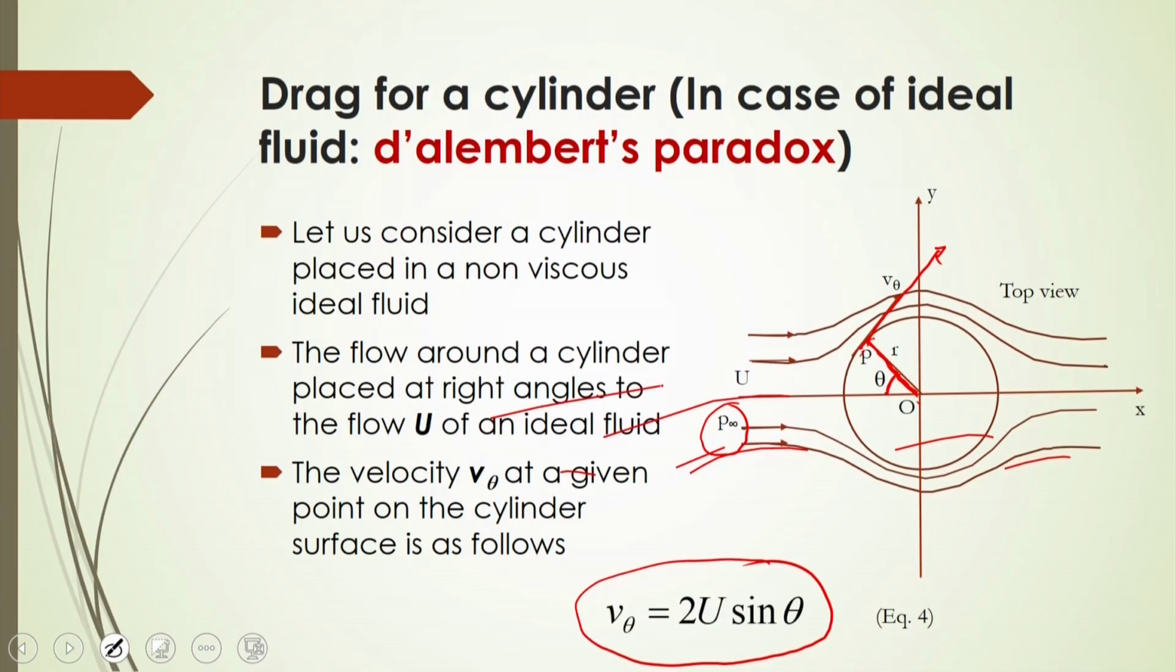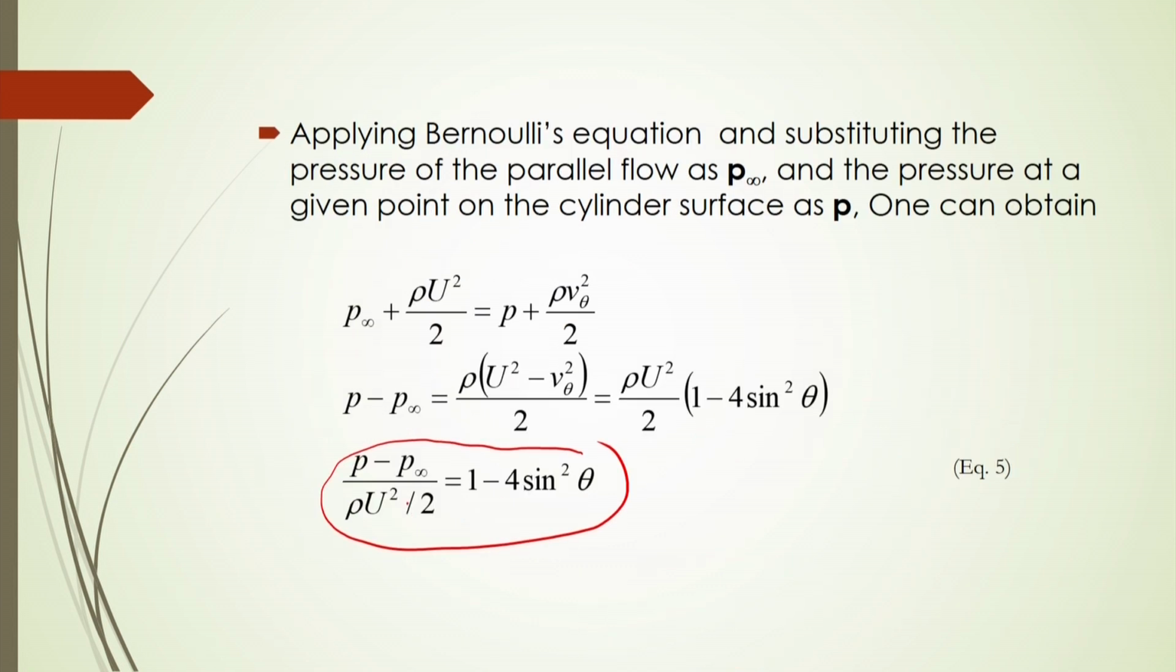And also if theta is equal to 0, then sin theta will be equal to 0, and v theta will be equal to 0. So, accordingly P minus P infinity over rho u square by 2 will be equal to 1. So, simply that pressure difference will be equal to the kinetic energy of the fluid there.